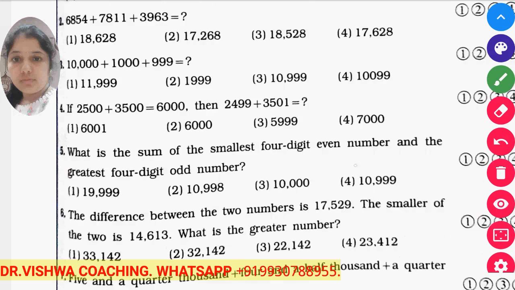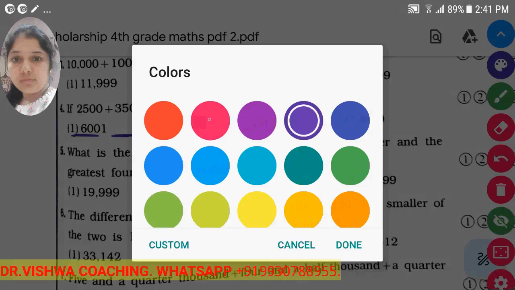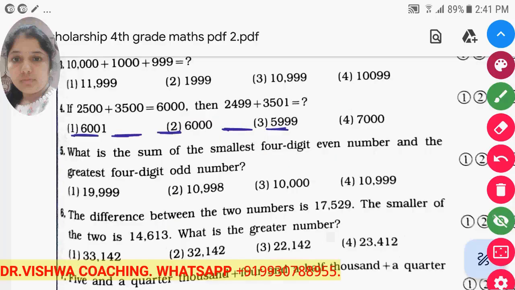Then here in the next sum, 2,500 plus 3,500 is equal to 6,000. Then 2,499 plus 3,501 is equal to what? Now if you look at the problem carefully, you can see that 1 is subtracted from 2,500 and 1 is added to this 3,500. So if we subtract here 1, if we add here 1, the value remains the same. So your answer is 6,000 only.